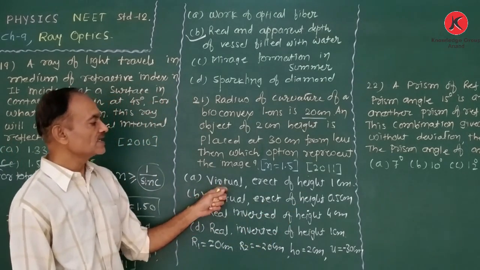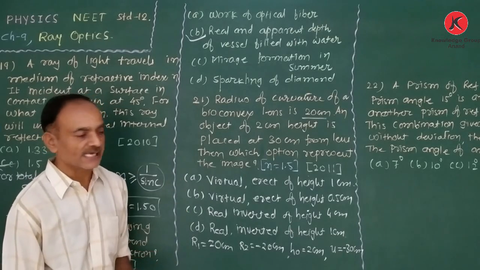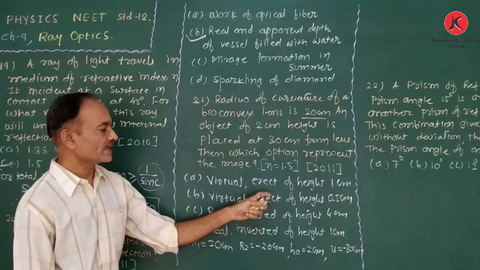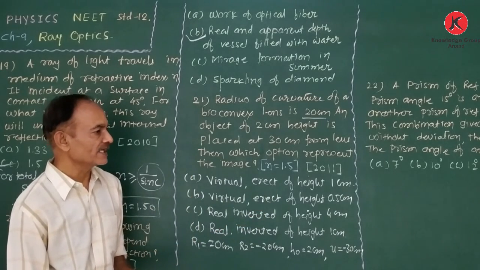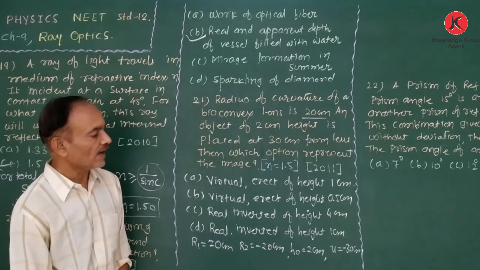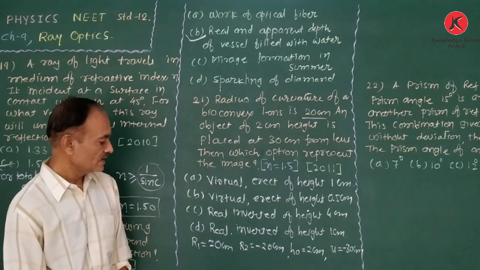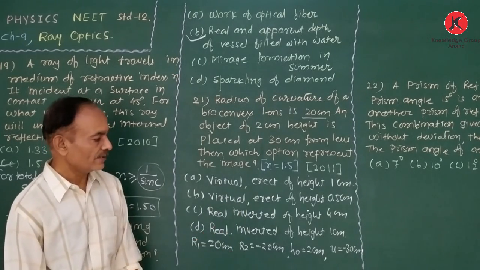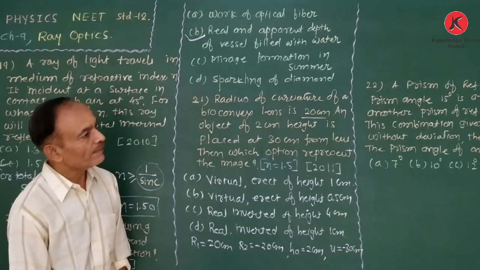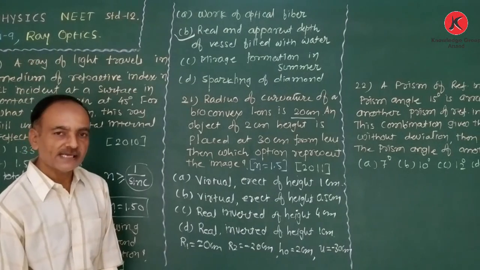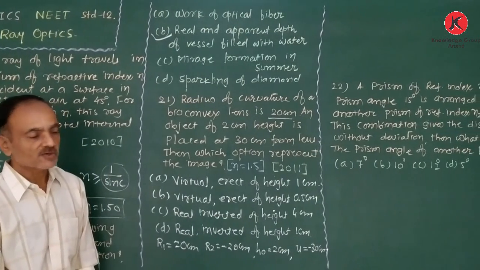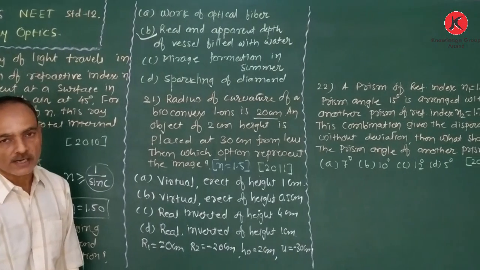Here different forms of the image are given. First is virtual erect of height 1 centimeter. Second is virtual erect of height 0.5 centimeter. Third, real inverted of height 4 centimeter. D, real inverted of height 1 centimeter. So how do we find out? Keep in mind that here the focal length of the biconvex lens is not given. So first our aim is to find the focal length.